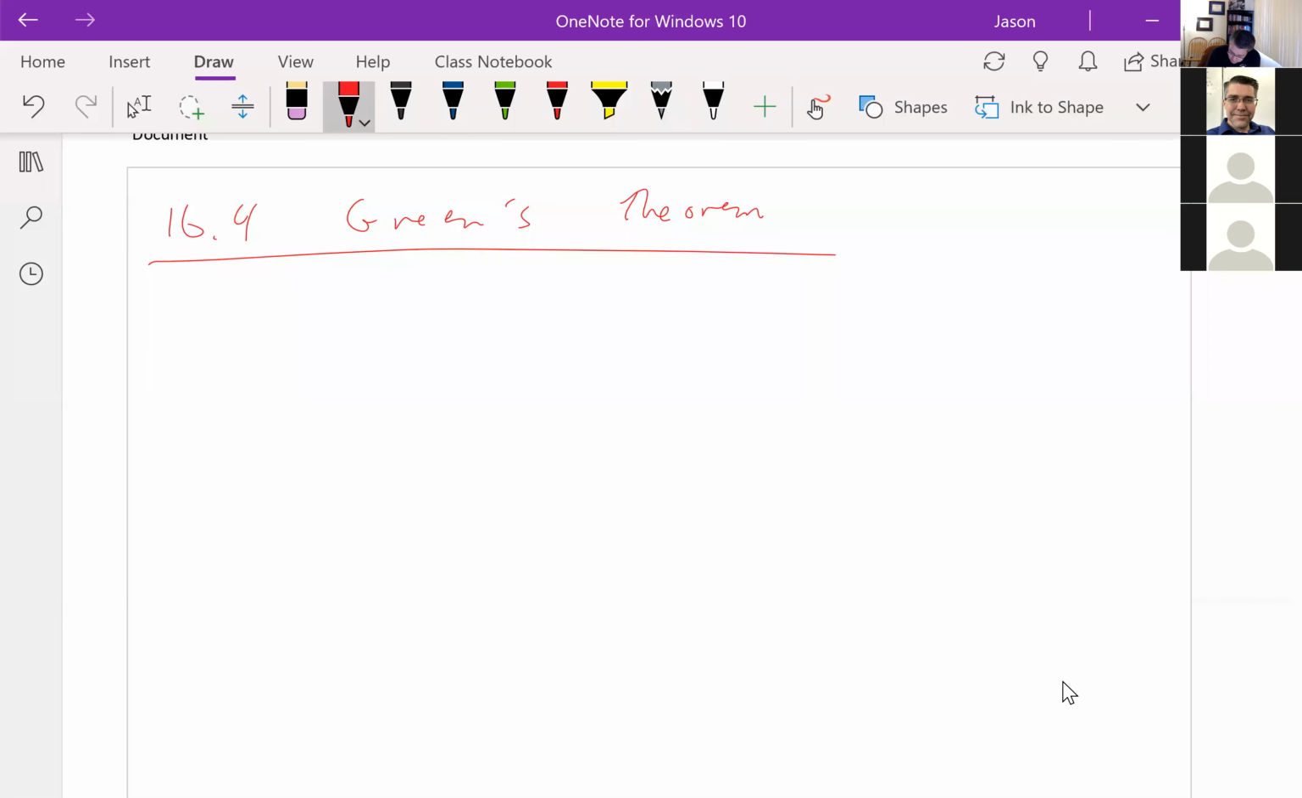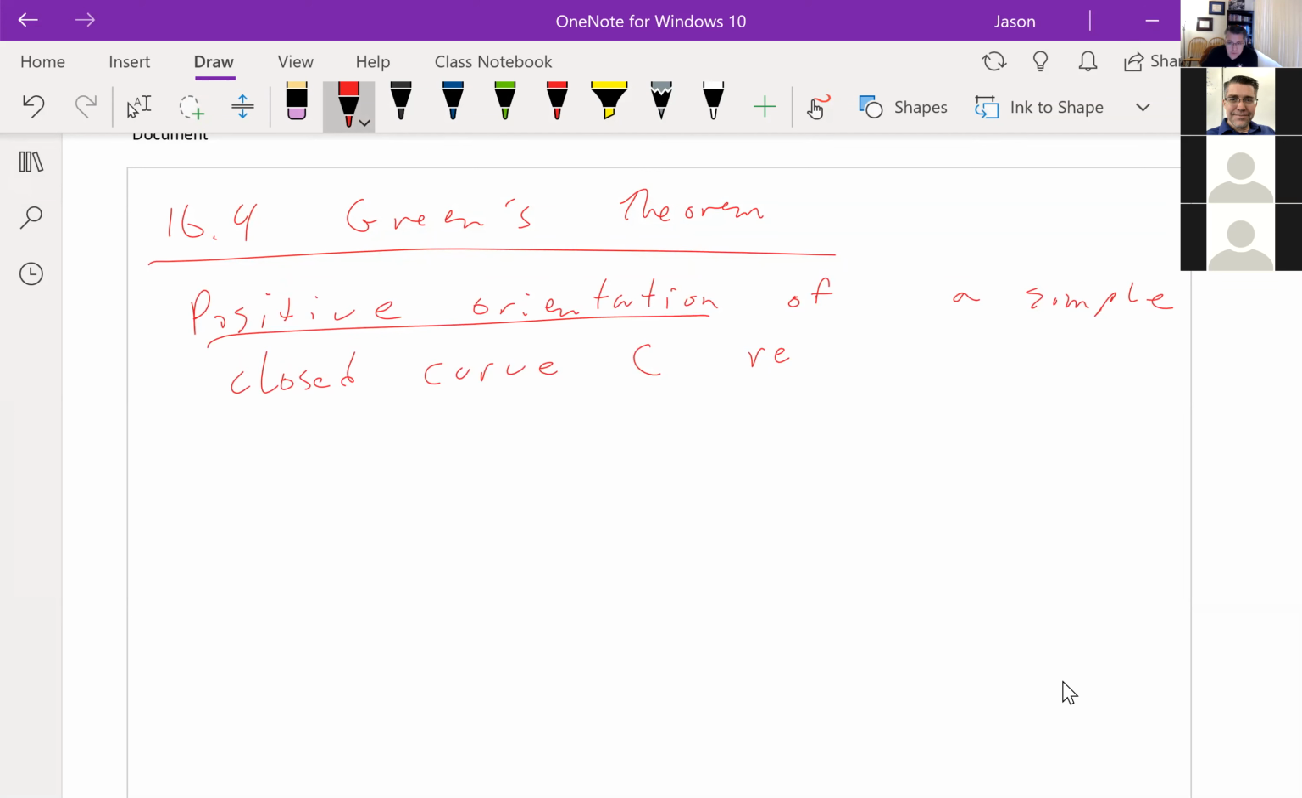Okay, so positive orientation of a simple closed curve. Remember, what's a simple curve? It's one that doesn't intersect itself, right? Went over that last time. Okay, curve C. A positive orientation refers to counterclockwise. Think of the right-hand rule. How does your right hand curve? Your right hand curves counterclockwise.